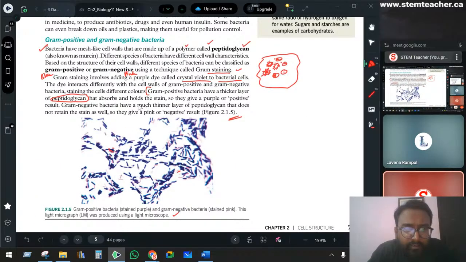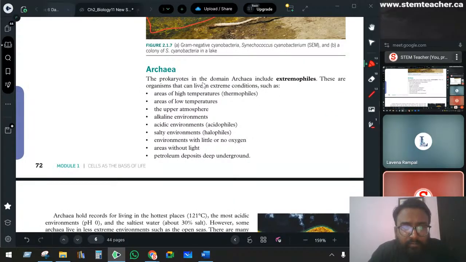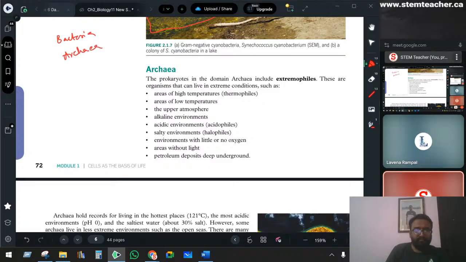Okay, and we'll go to the next thing. Archaea. Prokaryotes in the domain. Here we learned about bacteria, and next one is archaea. The prokaryotes in the domain archaea include extremophiles. These are organisms that can live in extreme conditions. So those who live in extreme conditions are called archaea.